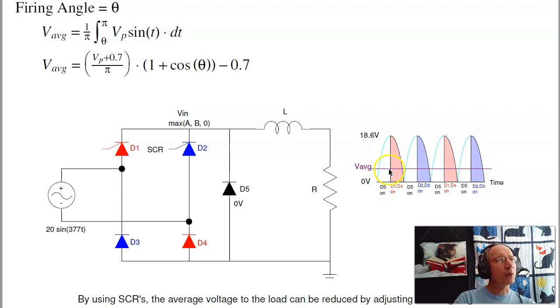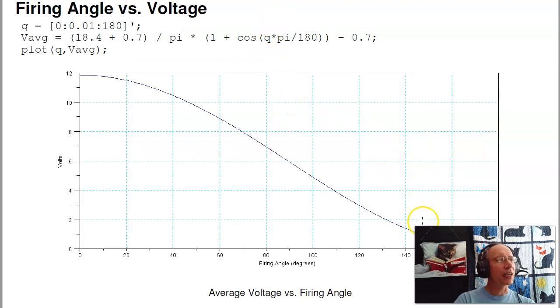The average voltage then depends upon the firing angle, going from 0 degrees to 180 degrees. The voltage average, if you integrate, works out to be the peak plus 0.7 over pi times 1 plus cosine theta, minus 0.7. Easier to see on a graph. Essentially, as the firing angle goes between 0 and 180 degrees, the DC voltage that I see at the output goes from about 12 volts down to 0 volts. So by changing the firing angle, I can change the DC voltage.